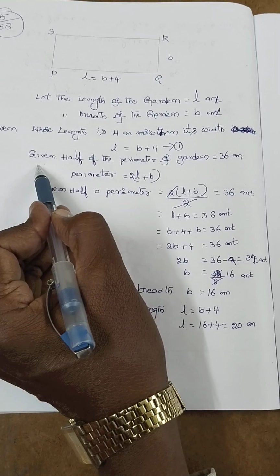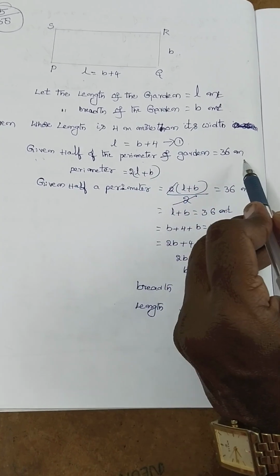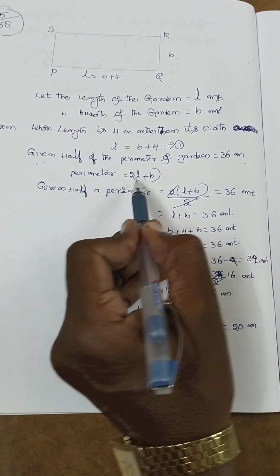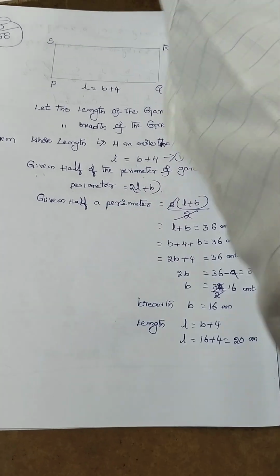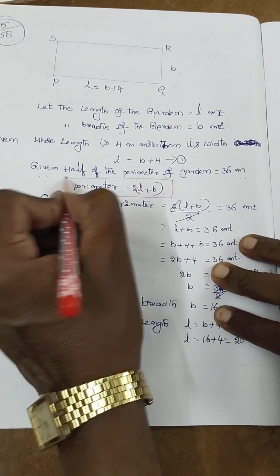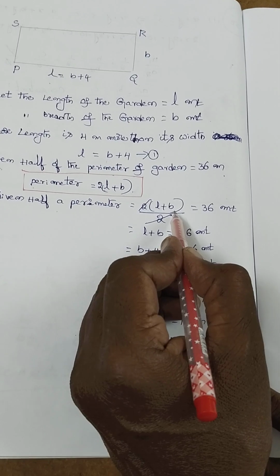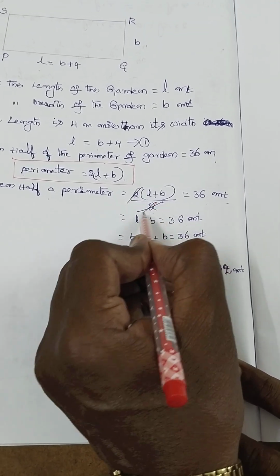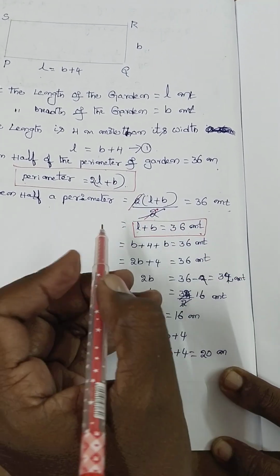Given in the textbook: half of the perimeter of the garden is equal to 36 meters. What is the perimeter of the rectangle? 2 into (L plus B). So this is the perimeter formula. Given half of the perimeter, half into 2 into (L plus B), is equal to 36 meters. The 2 cancels, remaining L plus B is equal to 36.